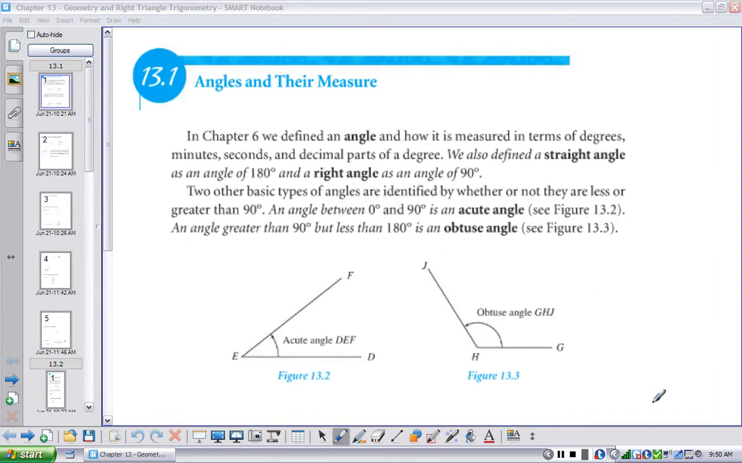All right, we're going to look at angles and their measure. It's chapter 13.1. This is kind of an extension of the last chapter, which was chapter 6 that we covered. And we also talked about an acute angle. An acute angle is an angle between 0 and 90 degrees.